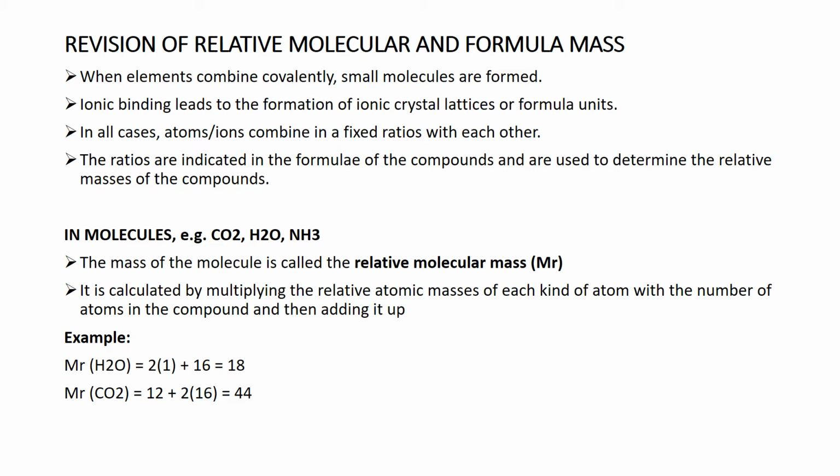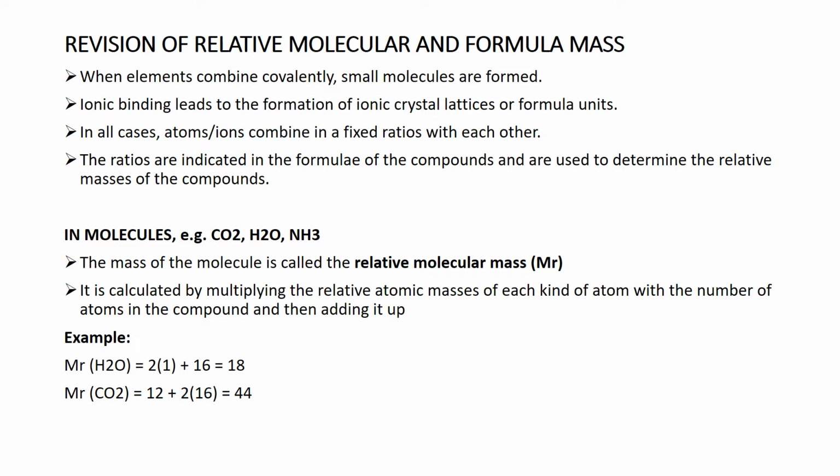So you go to your periodic table and look at the atomic masses. You will say 2, because we have 2 hydrogen atoms, times 1, which is the atomic mass of hydrogen. And then you are going to add that to 16. We have only 1 oxygen atom, so you don't really need to multiply by 1. So you say 16, and then you get 18.